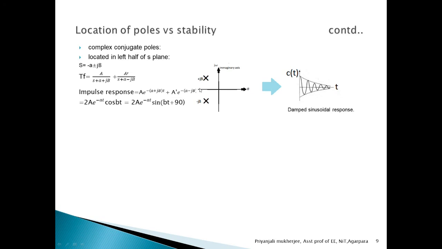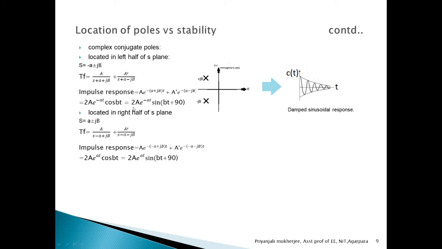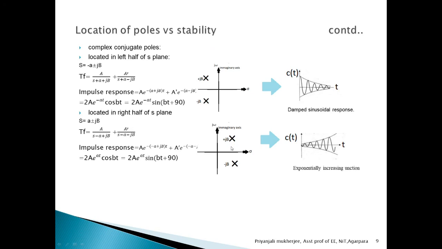Now the impulse response can be found in this way. It is 2A e to the power minus at sin(dt plus 90). So it is an exponentially decaying function, a damped sinusoidal response. It is bounded, because as t increases, it goes almost to zero. So it is a bounded output. Due to the pole locations at complex conjugate poles in the left half of the S plane, the system will be stable. Next, we will consider the poles located at the right hand side of the S plane, both being complex conjugate poles.